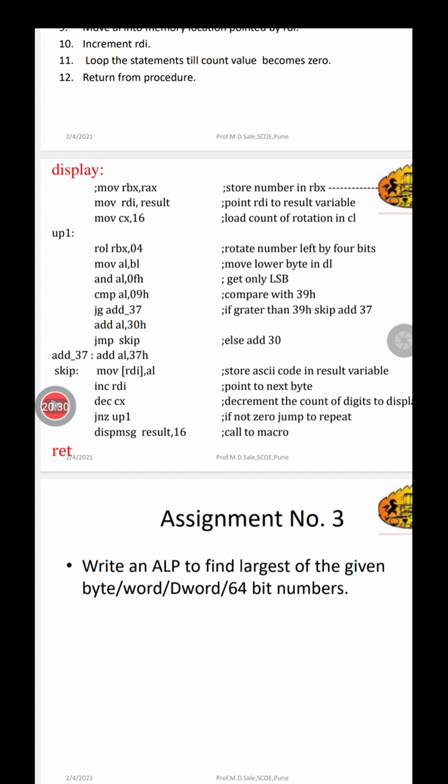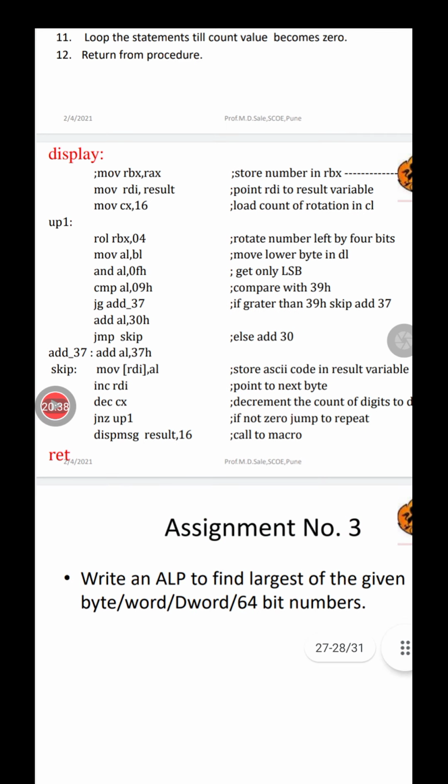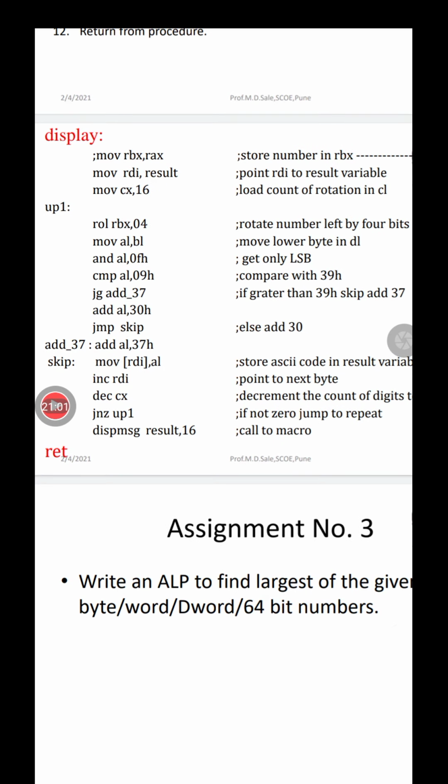If AL is less than 9, that means 1, 2, 3 like that, then we have to add only 30H into it. But if AL is greater than 9, then we have to add 37H. So if it is greater than 9, then we have to go to the label add_37. So what is add_37? The instruction written is add AL comma 37H. So if AL is less than or equal to 9, only 30H gets added, and if AL is greater than 9, 37H will get added.